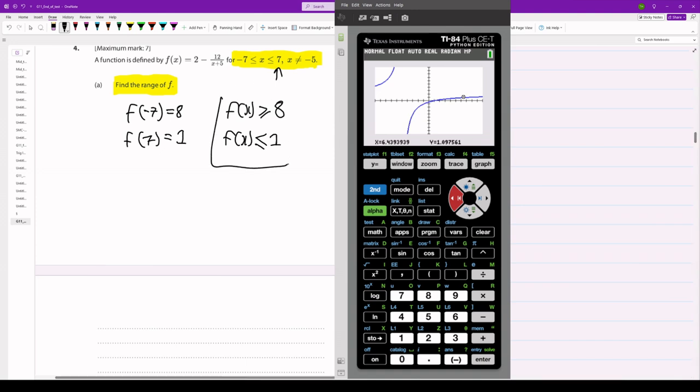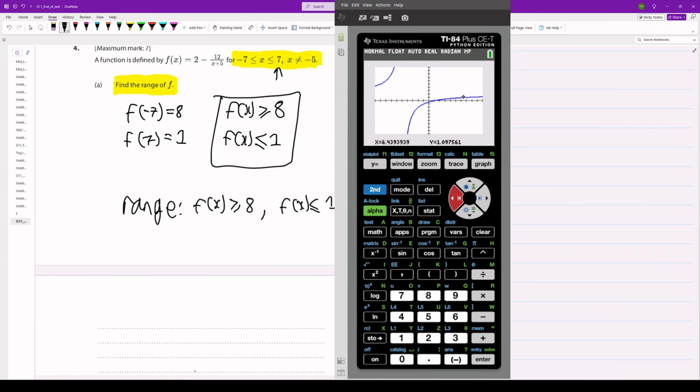So this is my range. My range, to be completely clear, is f of x must be bigger or equal to 8, but f of x must be smaller or equal to 1. For anyone that's saying that's not possible, it doesn't have to be both at the same time. What I'm saying is any number bigger than 8 is allowed, and any number smaller than 1 is allowed. So I guess what I'm saying is it's not allowed to have any number between that.